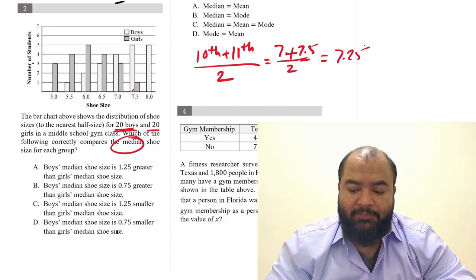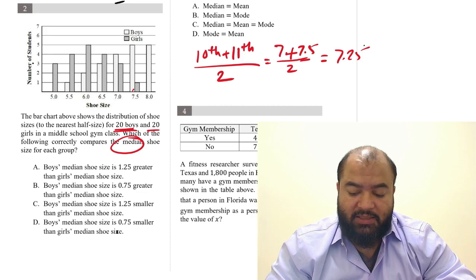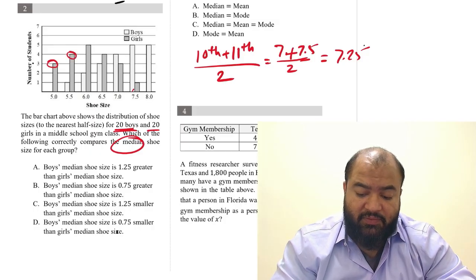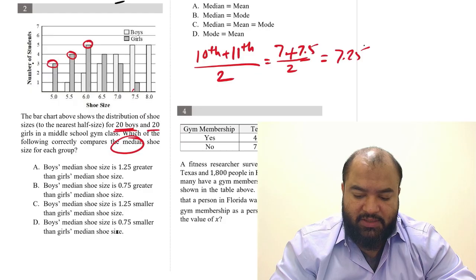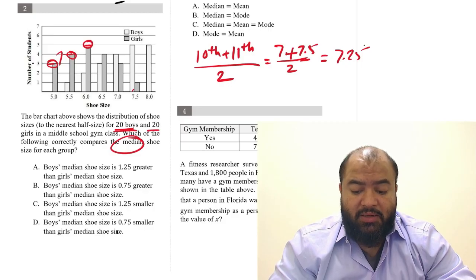So we're going to do the same thing. Try to find the 10th and 11th score. Now the first 3 girls have 5.0. 4 more girls 5.5. That's already 7 girls, right? Now plus there are 5 more girls. So 7 plus 5 is actually 10 and 11.